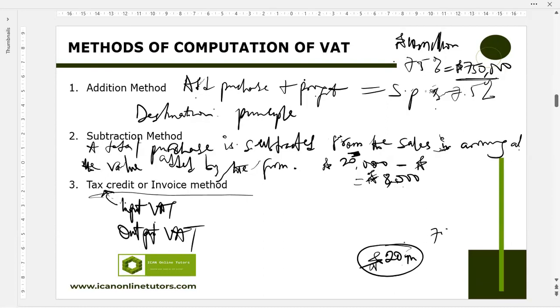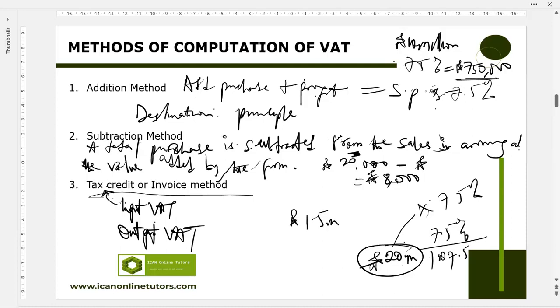So by saying 7.5 over 107.5, work back. But if it is not VAT inclusive, what do we do? Just multiply this amount by 7.5%. So we are assuming that it is not VAT inclusive. So this is the net invoice amount, and the VAT on this amount will be 1.5 million.